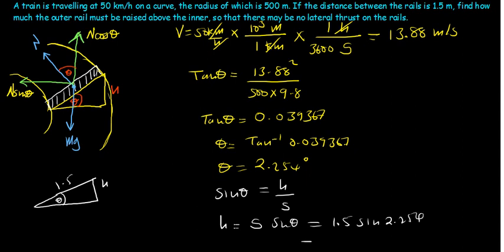So let's get to punch. We see what we're going to get. 1.5 sine 2.254. So that is about 0.05900 meters. So we can as well convert this number to centimeters just by multiplying by 1000. And that is going to now give us, the decimal point is going to move 1, 2. So that will be 5.9. And 5.9, we can just write it as 6.0 centimeters. And so that is going to be the answer for that one.